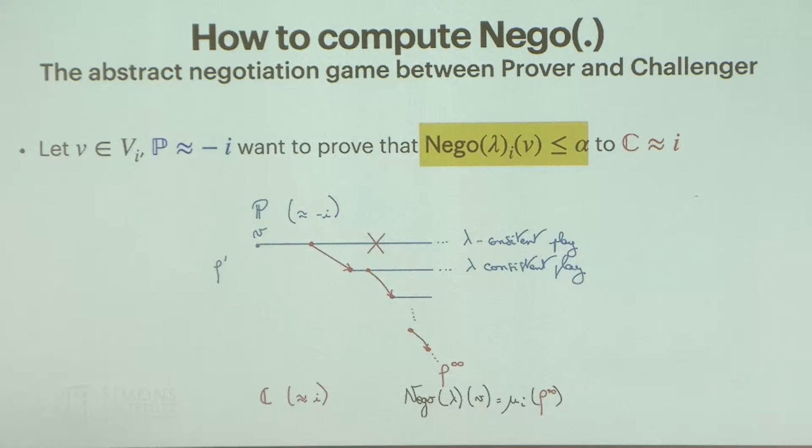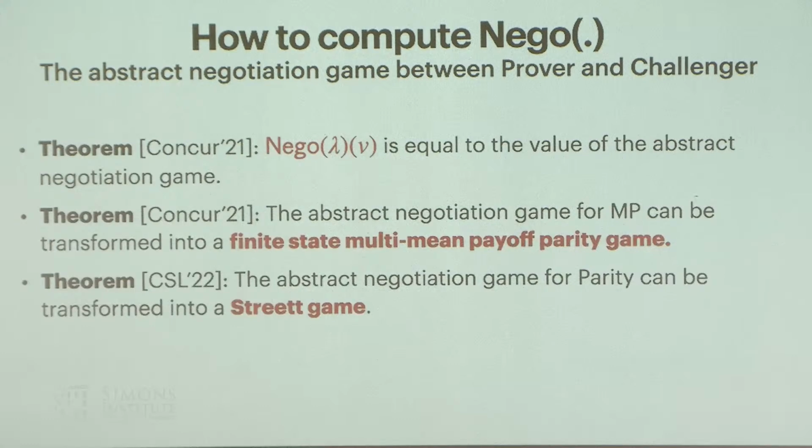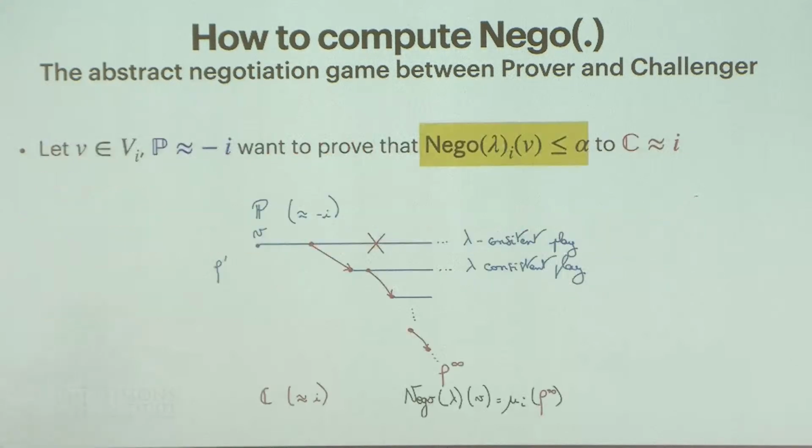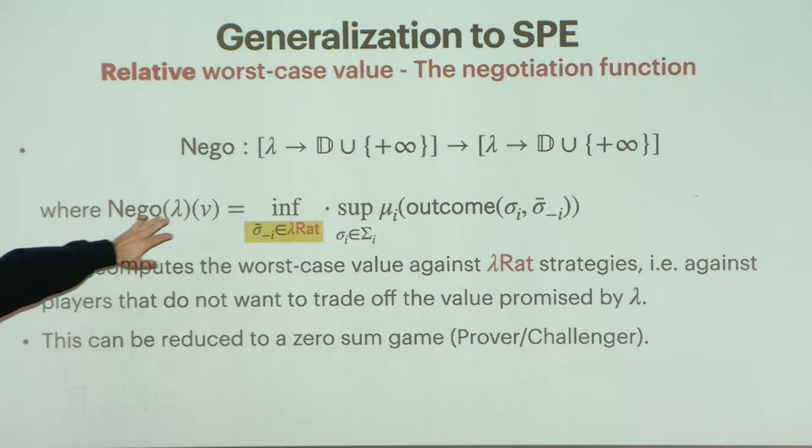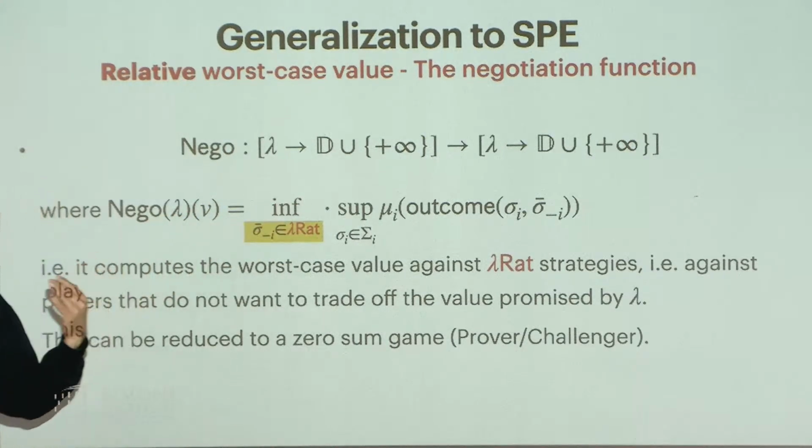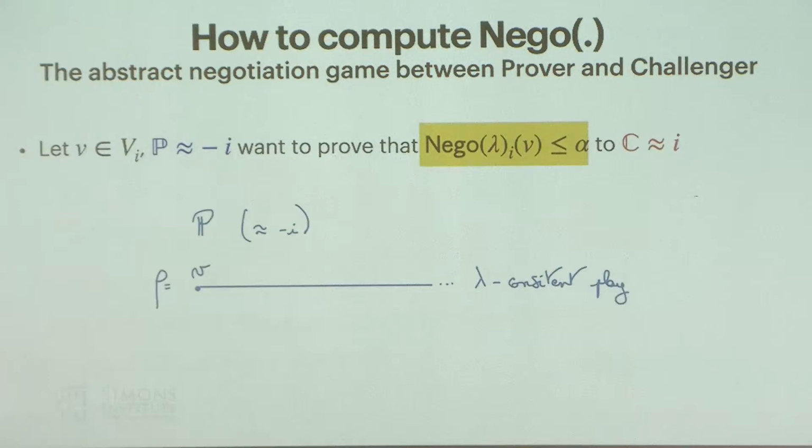Whenever he accepts, the game terminates. The value of the interaction is defined by the value of the last play that was proposed. But what can also happen is that there is an infinite number of deviations by the challenger, and in that case, the value of the infinite path created by those infinite deviations is the new value assigned to the vertex. We have shown that the negotiation function is exactly equal to the value of the abstract negotiation game that I have sketched here. So this value is exactly the value computed by the abstract game that I have defined.